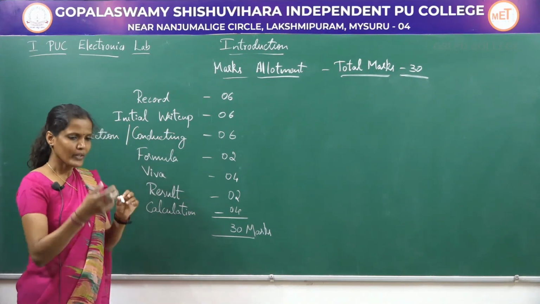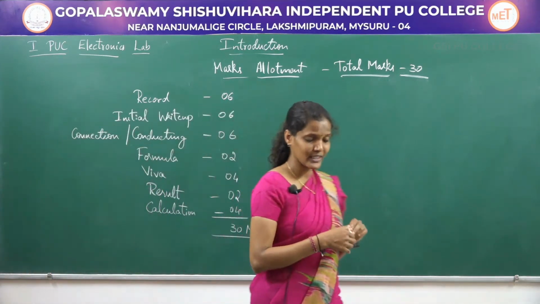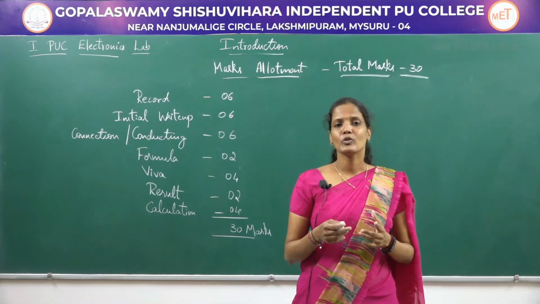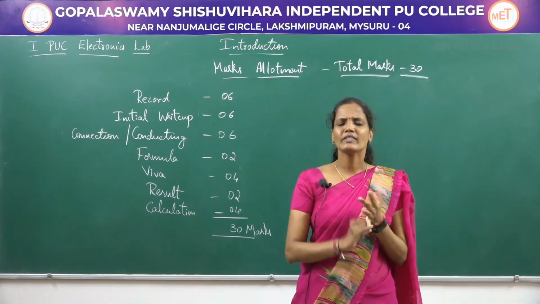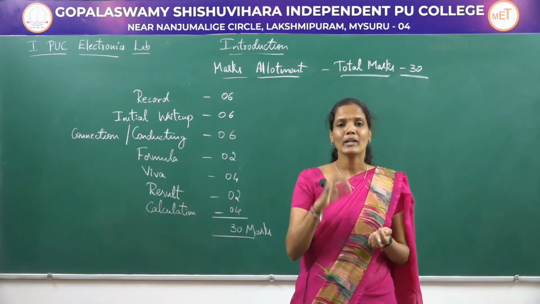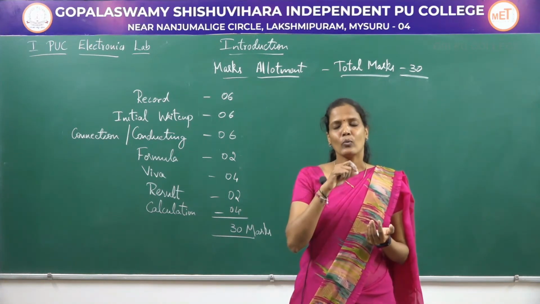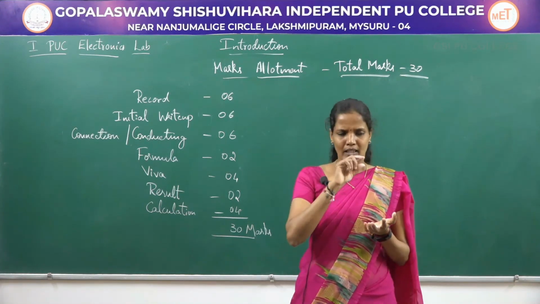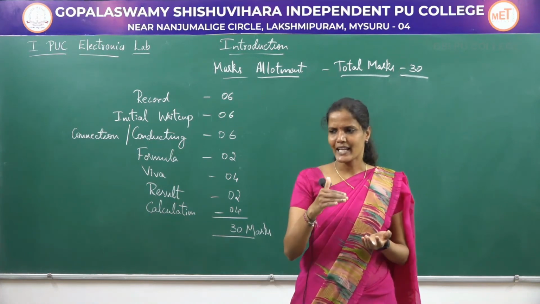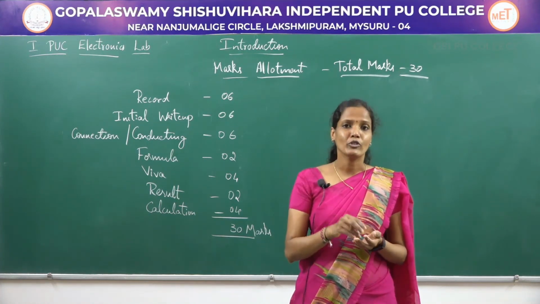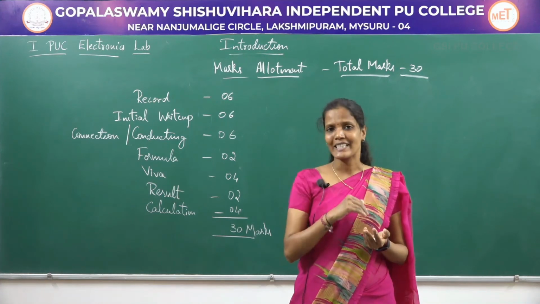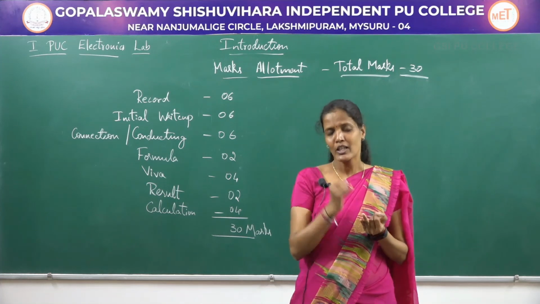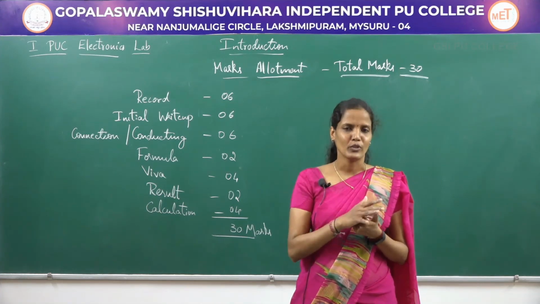Initial write-up means, as soon as you enter the lab exam, you have to submit your record. After submitting your record, you have to pick a paper on which one of the experiments will be written or pasted. So out of 16 experiments, only one experiment you have to conduct, and out of those 16 experiments, color coding of resistors and measurement using oscilloscope will not be given. So totally you have to study only 14 experiments.